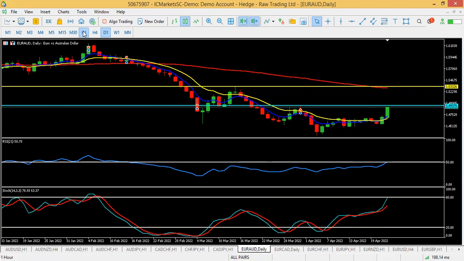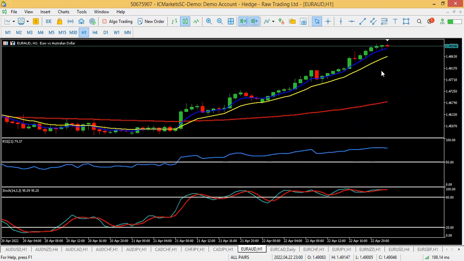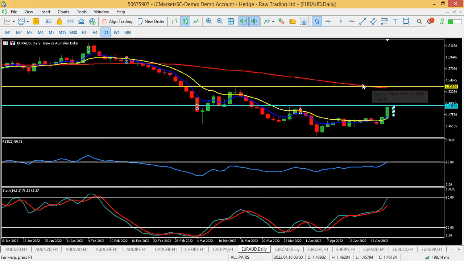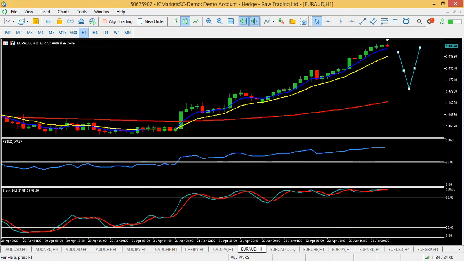So Euro AUD, we wait for the pullback on the entry time frame and catch the buy entry on its way up. The first profit is going to be right at this blue resistance at 1.4937, and if this level gets broken, then we'll be heading to the yellow resistance at 1.5332. So Euro AUD, this is going to be a good trade to look out for a buy.